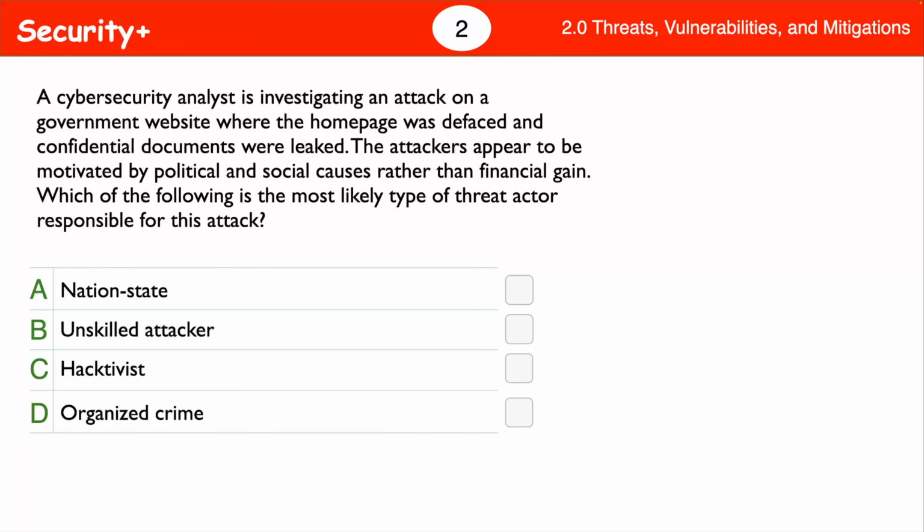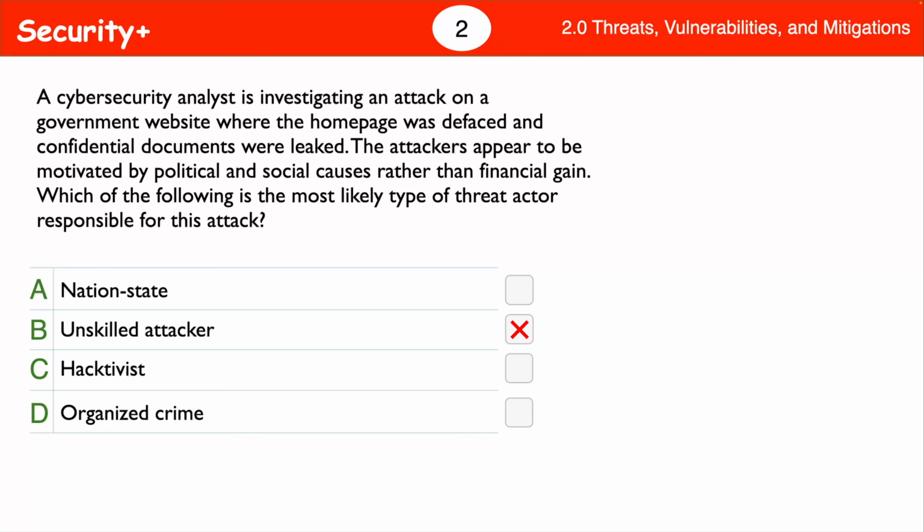All right, so let's take a look at the key phrases here. There are quite a few of them, but I'm going to mention 2 that are the most important. The first is going to be attack on a government website, and the second is going to be motivated by political and social causes rather than financial gain. So now that we know what the key phrases are, let's move forward to the process of elimination, and we can start by eliminating B, unskilled attacker.